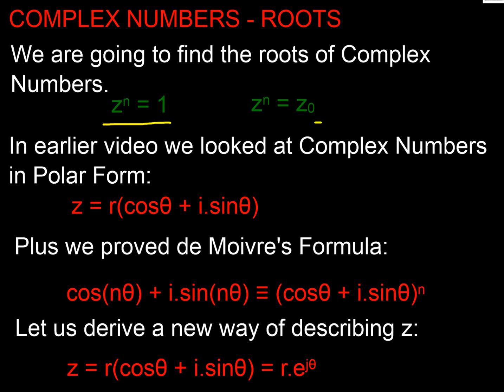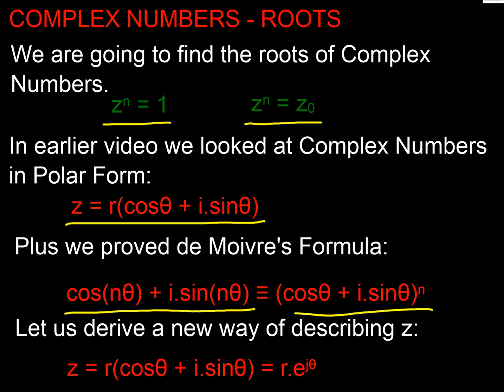After that, we're going to extend it to z to the power n equals z0, where z0 is some generalized complex number. In order to do this, we're going to use the polar form of complex numbers. I'm assuming you know that z equals r (cos theta plus i sine theta). We're also going to use de Moivre, that cos n theta plus i sine n theta is (cos theta plus i sine theta) to the power n.